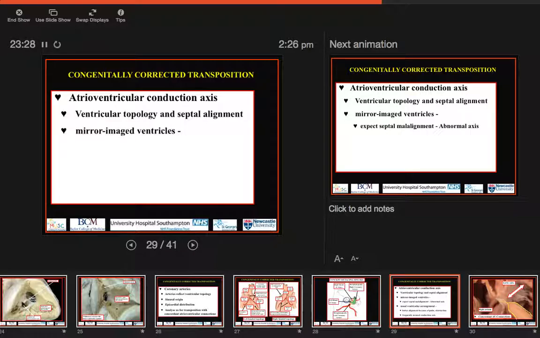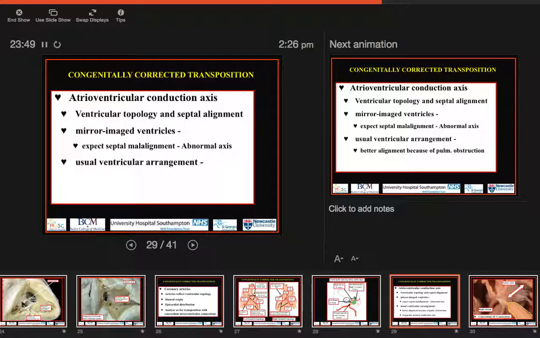So when we have mirror-imaged ventricles, L topology, in other words, congenitally corrected transposition with usual atrial arrangement, we expect malalignment between the atrial septum and the ventricular septum, and that is why, as I will show you shortly, we have an abnormal axis.